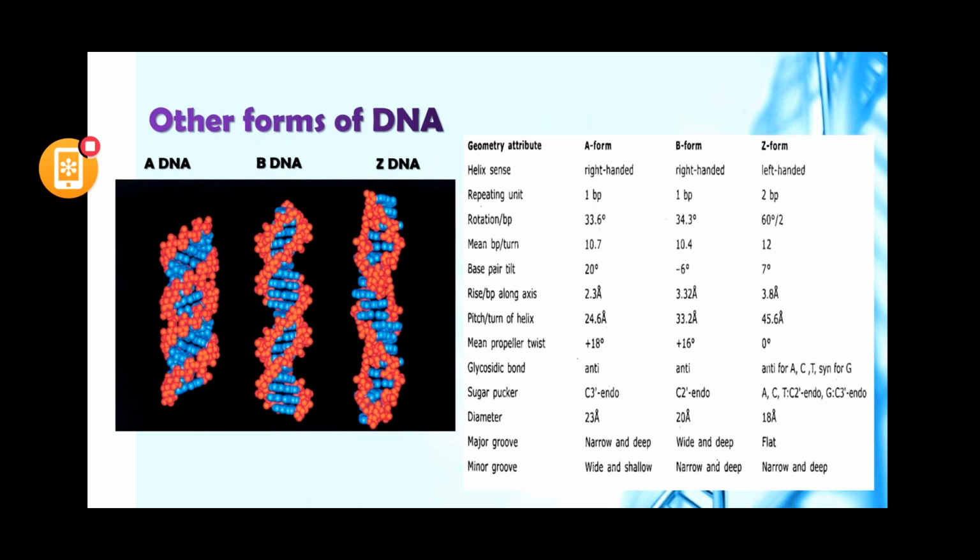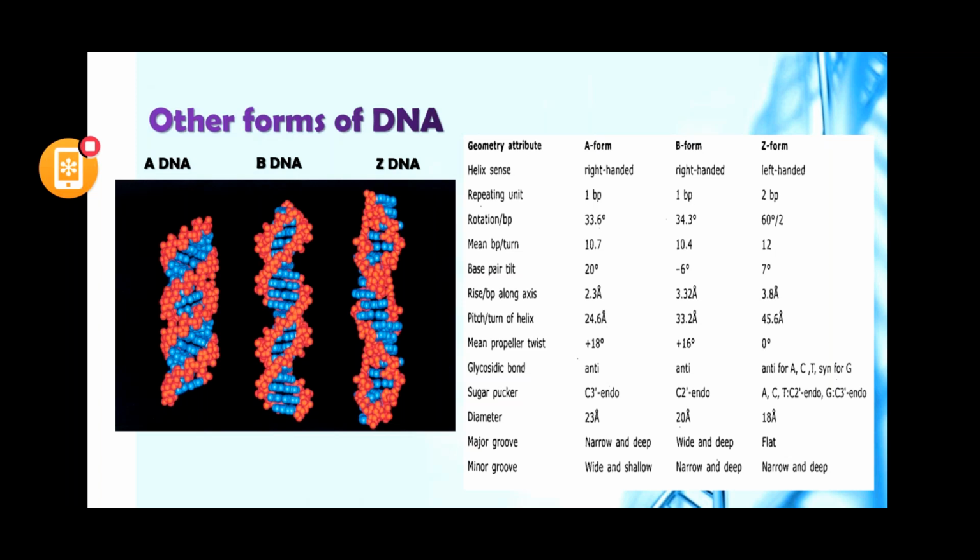Further, the repeating unit, as I told you, in both the A form and B form of DNA is one base pair. But in the Z form of DNA, the base pairs are arranged in a dinucleotide, which is also of alternating purine and pyrimidine nature. Further, the sugar and glycosidic bond conformation is completely different from the A form and B form of DNA.